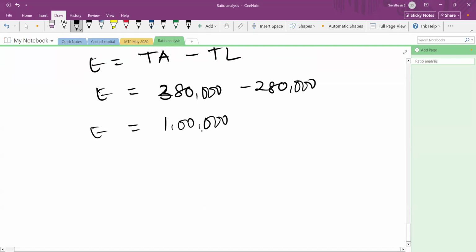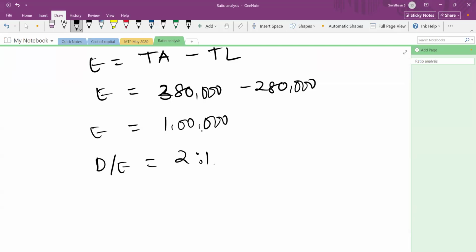So what is debt to equity ratio? 2:1. Did everyone get it? Any doubt in this?